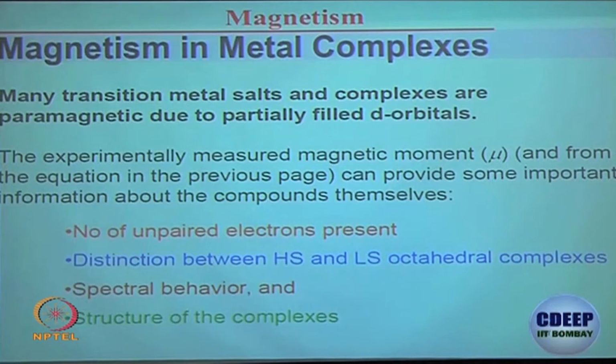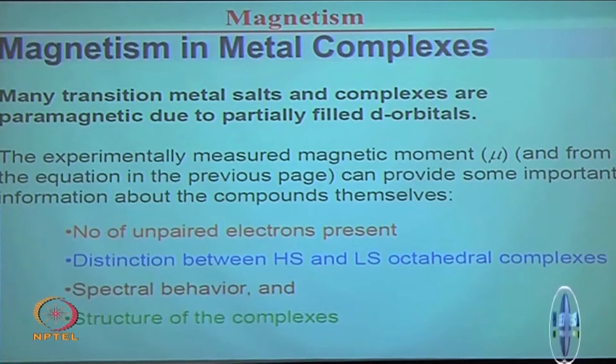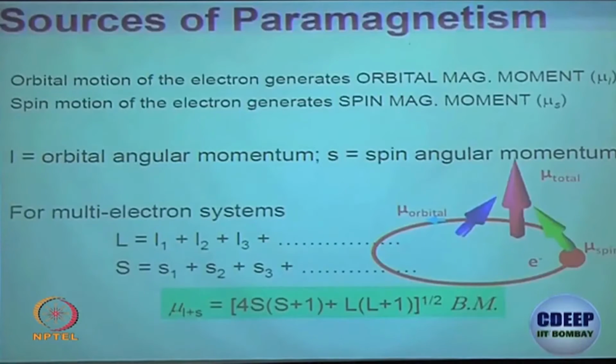Now, many transition metal salts and complexes are paramagnetic, of course, due to their partially filled d orbitals. The moment everything gets filled, you don't get much of a magnetic moment. The experimentally measured magnetic moment and of course the equation I was talking about can provide some important information about the compounds themselves. So, what we do, we have a compound, we try to measure the magnetic moment, and we have an equation from where we can calculate the magnetic moment. Now, we try to see the difference between the two and try to explain the reason if experimental values are differing. Okay. Let me get into it, it will be a little bit clearer.